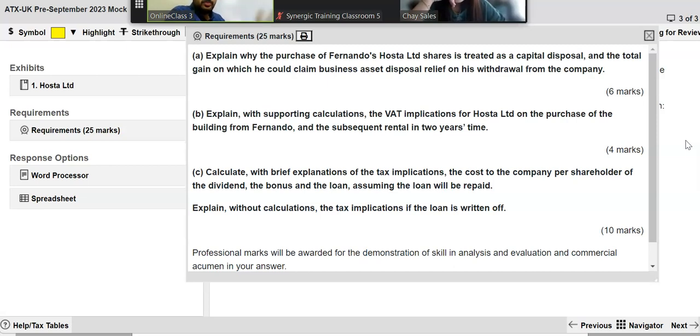Okay. So part B, if we talk about part B, you also attempted this okay. This was not good, but it was just okay because you forgot to mention the partial exemption and the capital goods scheme.